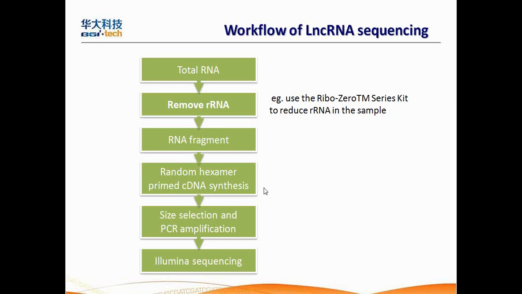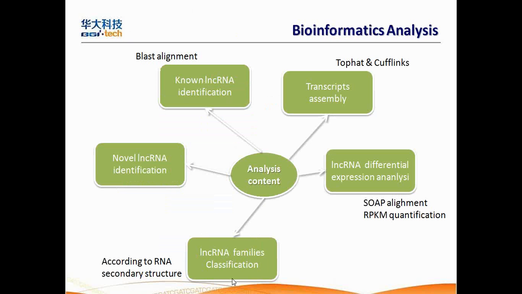So after we remove the rRNA, we get the RNA fragments, and we do the ligation, and we do the cDNA synthesis, and then here is the size selection. We will select the size that is about 200 bases or higher, because that's the length of the long non-coding RNA. After this size selection, we will do the PCR amplification. And after all these steps, we will do the Illumina sequencing of all these RNA.